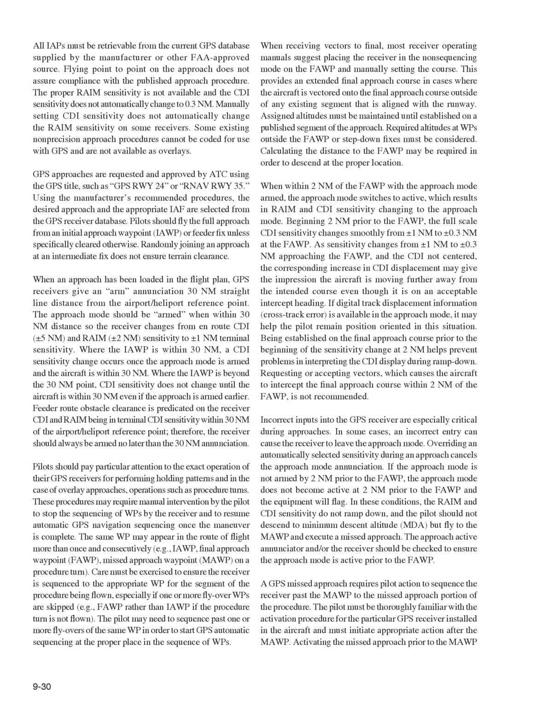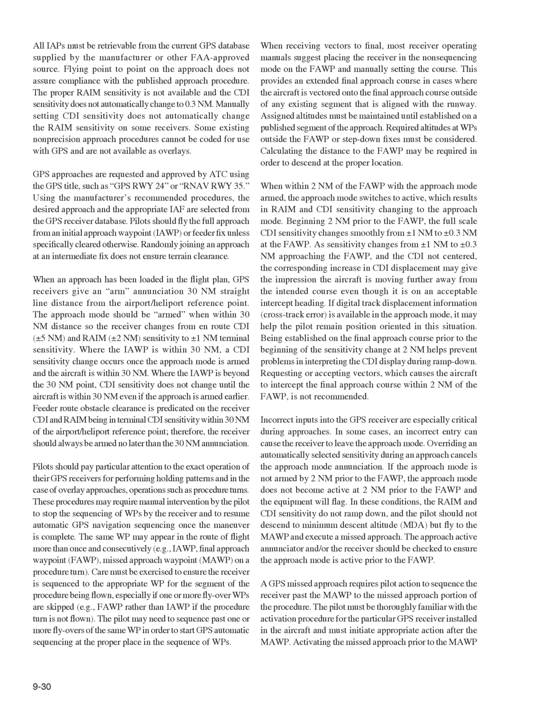All IAPs must be retrievable from the current GPS database supplied by the manufacturer or other FAA-approved source. Flying point-to-point on the approach does not assure compliance with the published approach procedure. The proper RAIM sensitivity is not available and the CDI sensitivity does not automatically change to 0.3 nautical miles. Manually setting CDI sensitivity does not automatically change the RAIM sensitivity on some receivers. Some existing non-precision approach procedures cannot be coded for use with GPS and are not available as overlays.